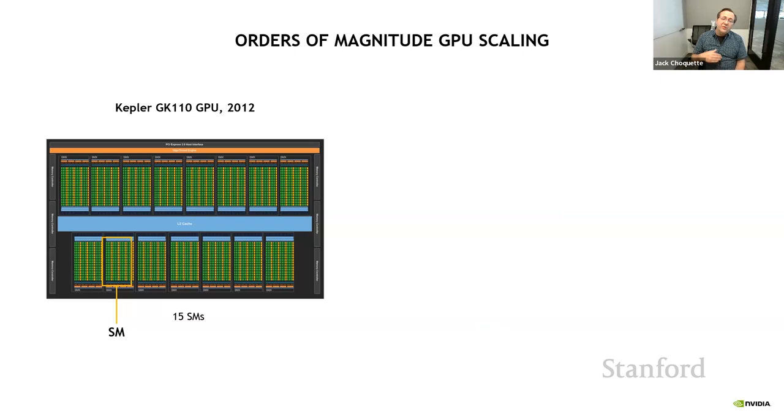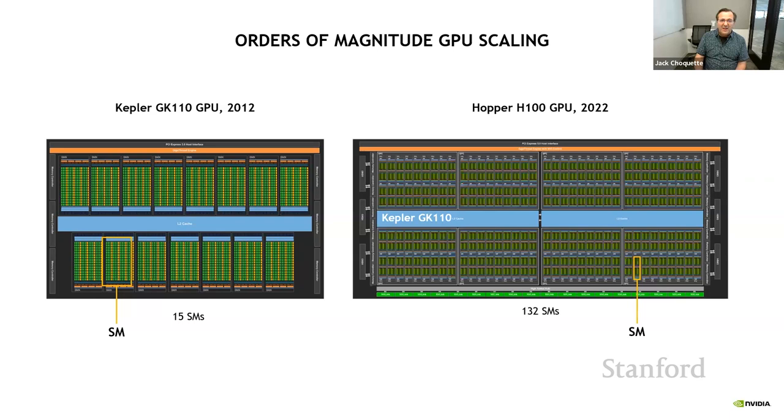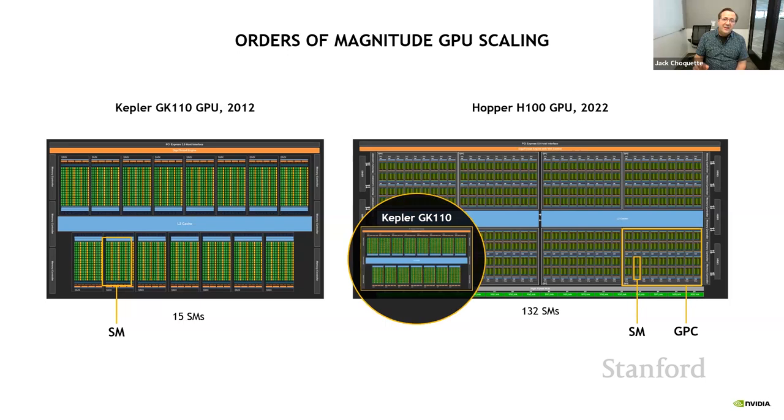Here I'm showing the NVIDIA Kepler GPU, which was introduced 10 years ago and had 15 SMs. Here's the NVIDIA Hopper GPU today. It has 132 SMs. We have an order of magnitude increase in 10 years. If you look at it, the entire Kepler GPU could fit in the corner of one Hopper GPU, just a small corner of what the Hopper needs to be. The Kepler GPU is roughly the same size as a Hopper GPC level of hierarchy that we have in the hardware.